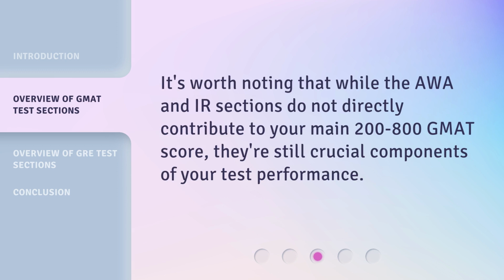It's worth noting that while the AWA and IR sections do not directly contribute to your main 200 to 800 GMAT score, they're still crucial components of your test performance.